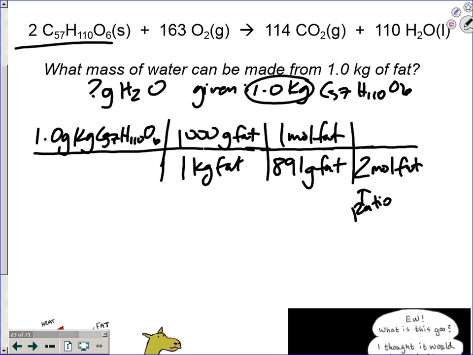And then what's on top? And then on top I put 110 for water. Because the question's regarding water and the fat, so we don't care about anything else but those 2 numbers. So this is where we're now implementing our ratios. 110 moles of water. And Izzy, what's next?